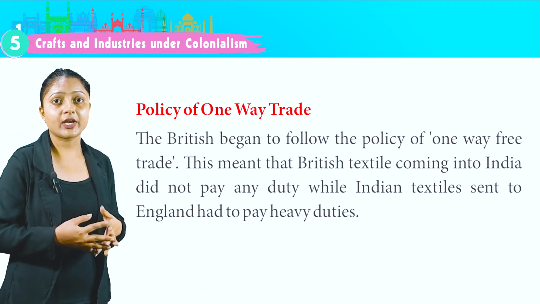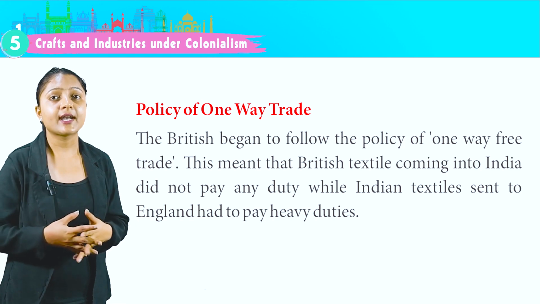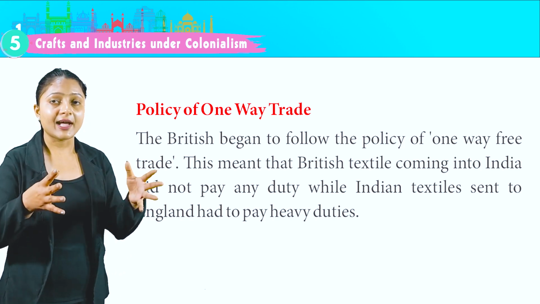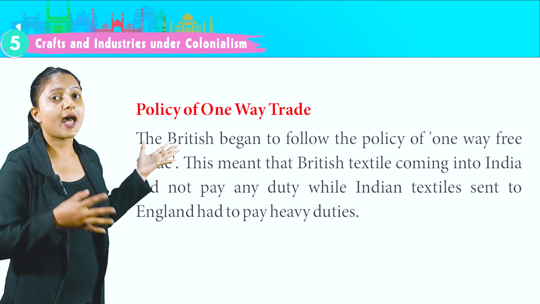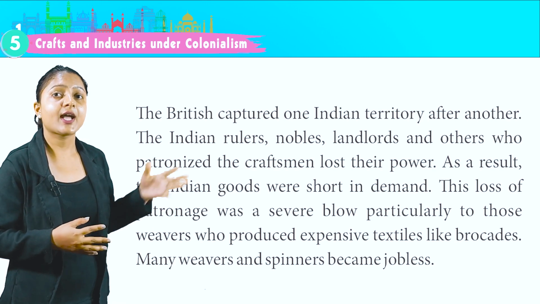Policy of one-way trade. The British began to follow the policy of one-way free trade. This meant that British textiles coming into India did not pay any duty, while Indian textiles sent to England had to pay heavy duties. The British captured one Indian territory after another.